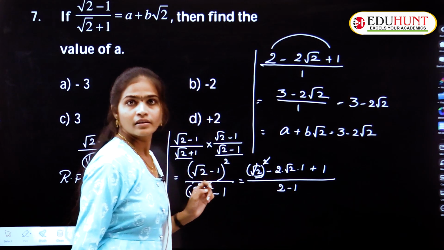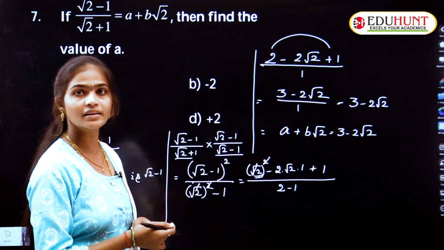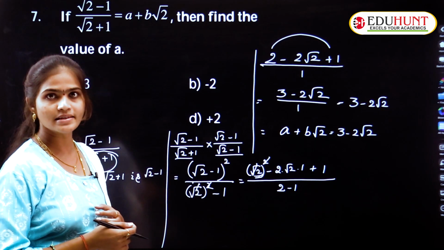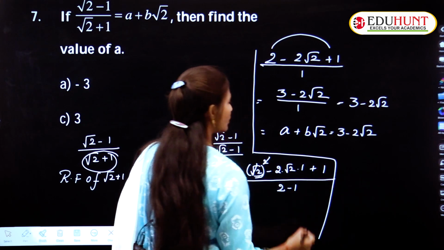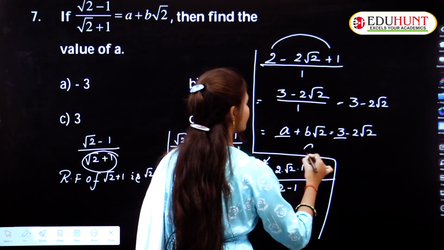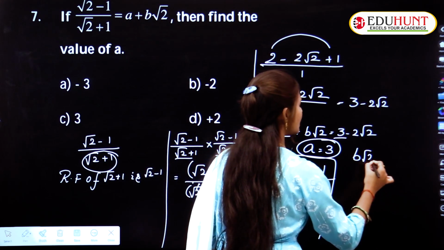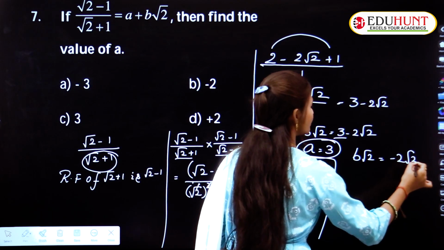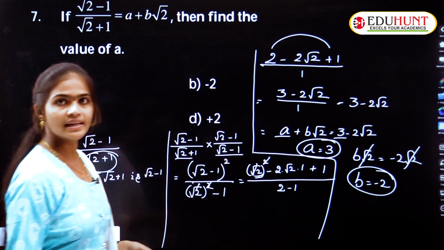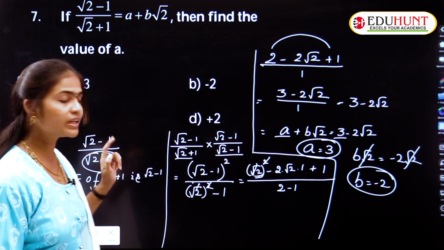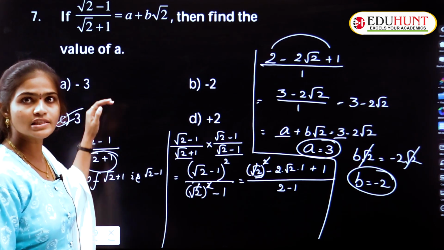In previous worksheets we discussed like this: when a problem like this is given, first we need to equate the rational parts, and after that equate the irrational parts. So the rational parts: a is equal to 3. And b root 2 is equal to minus 2 root 2, so root 2 gets cancelled, and b is equal to minus 2. But in this problem they ask for the value of a, so a is equal to 3.